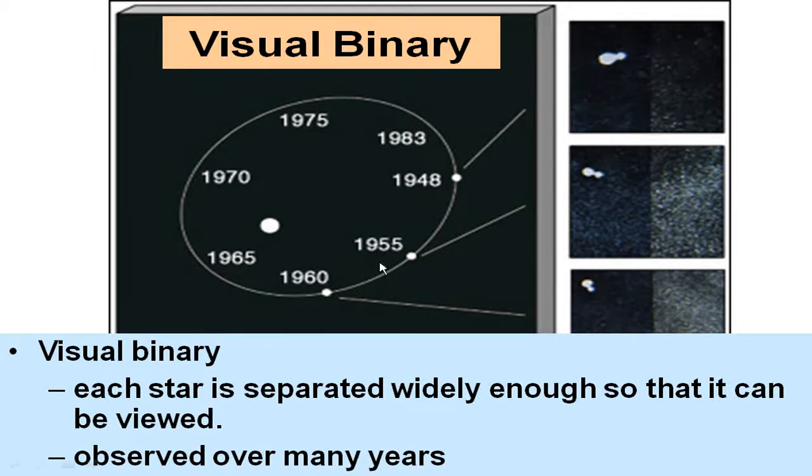As we see in this diagram, we're looking at a period of time from 1948 up to 1983 for one cycle of this revolution. So that's many years. What is that? 35 years for this visual binary cycle in this case.